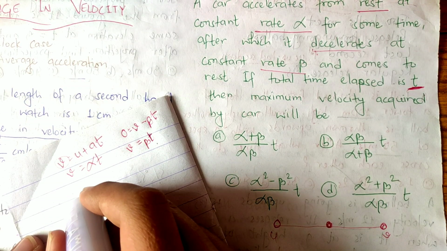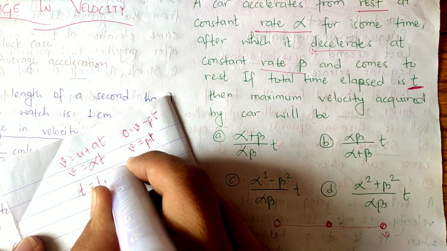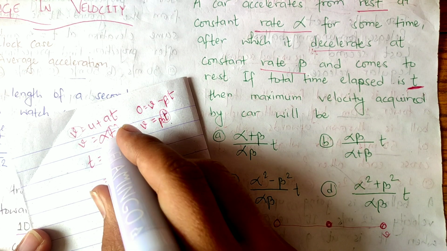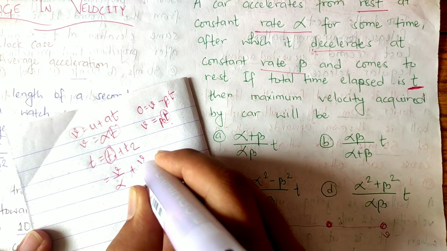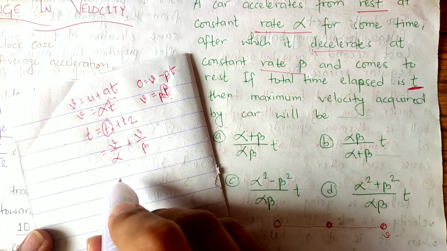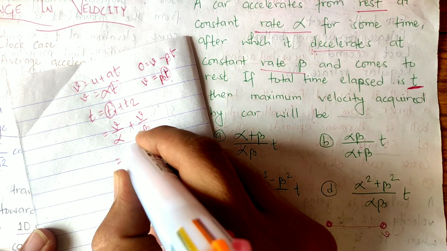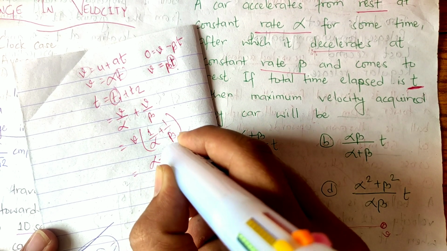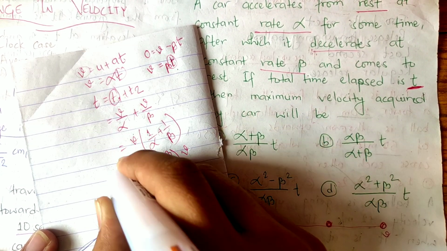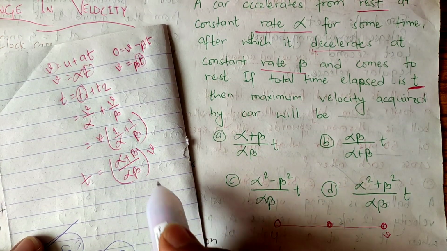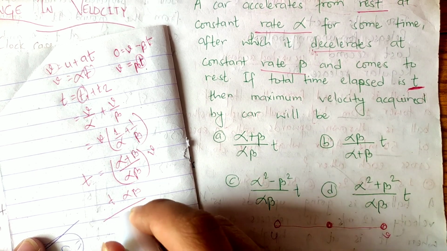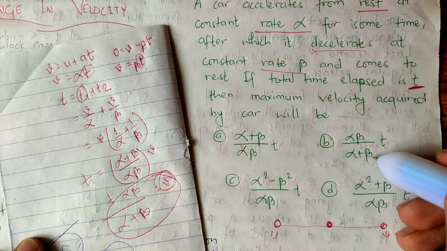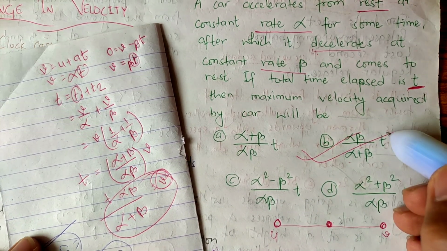Now the total time t is equal to t1 plus t2. Here t1 is this and t2 is this, so it will be v by alpha plus v by beta is equal to t. Now if we solve, v common, 1 by alpha plus 1 by beta, it will be alpha plus beta by alpha beta into v is equal to t. If we rearrange, it will be t into alpha beta by alpha plus beta is equal to v. So the maximum velocity will be alpha into beta by alpha plus beta into t. So this is the correct answer.